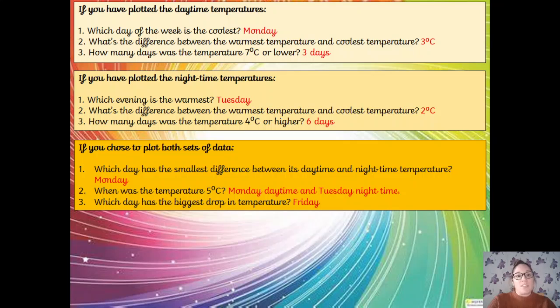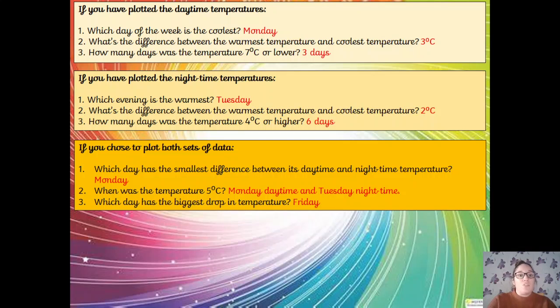If you plotted the nighttime temperatures, the warmest evening was Tuesday. The difference between the warmest temperature and the coolest temperature was 2 degrees. And there were 6 days where the temperature was 4 degrees or higher.